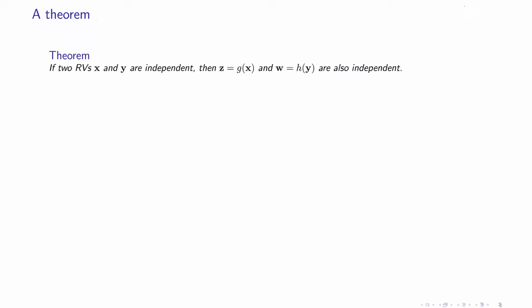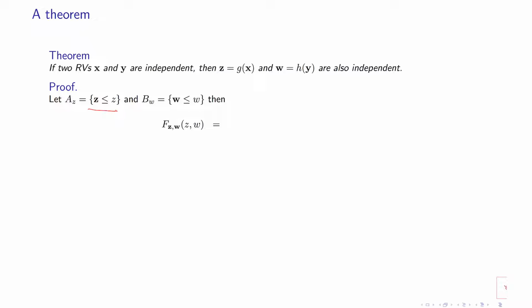So the theorem is that for any two independent random variables X and Y, then a function of only X and a function of only Y are also independent. Let's prove it. So let us denote A_z as this event and B_w as this event.